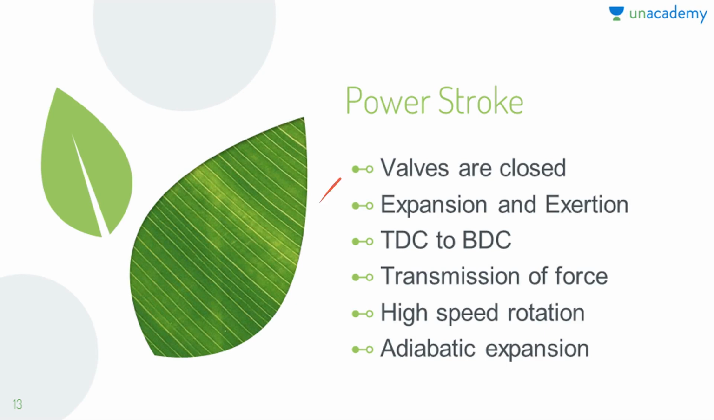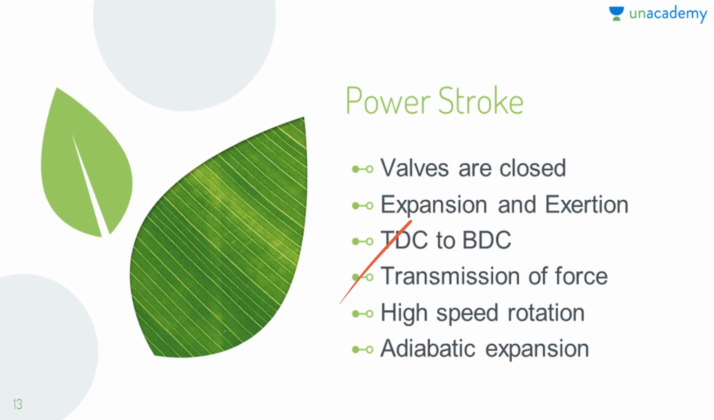During the power stroke, both the valves are closed. As the combustion of fuel takes place, the burnt gases expand and exert a large force on the piston, causing it to move rapidly from the top dead center to the bottom dead center. The force or power is transmitted to the crankshaft through the connecting rod, and as a result the crankshaft rotates at very high speeds.